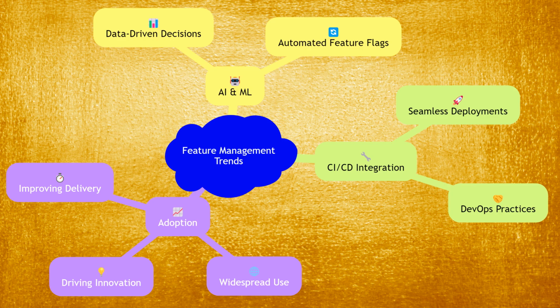One such trend is the use of machine learning and artificial intelligence to automate feature flag management. By analyzing user behavior and application performance, AI can make data-driven decisions about when to enable or disable features. Another trend is the integration of feature flags with CI/CD pipelines, allowing for more seamless and automated deployments. As organizations continue to adopt DevOps practices, the use of feature flags is expected to become even more widespread, driving innovation and improving software delivery processes.